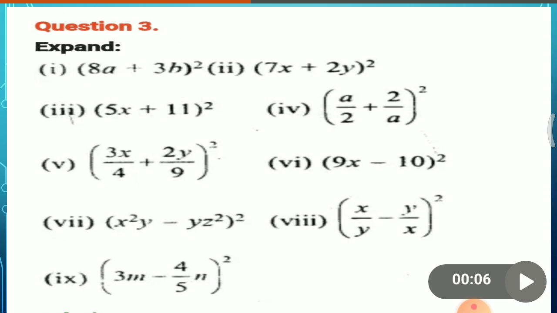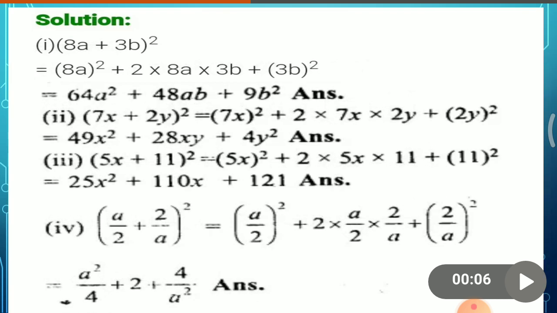And next, question number third is 8a plus 3b whole square, you expand it. This is the question, and the question is saying you expand it. So let's come to the answer. 8a plus 3b whole square, you solve it on the formula of a plus b whole square. A square means 8a whole square, plus 2 multiplied by 8a multiplied by 3b, plus b square means 3b whole square.